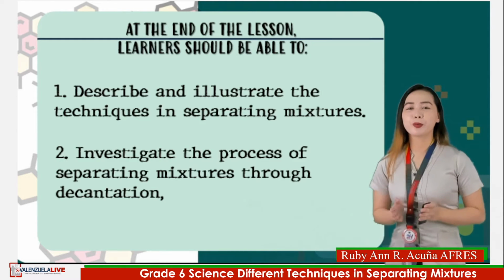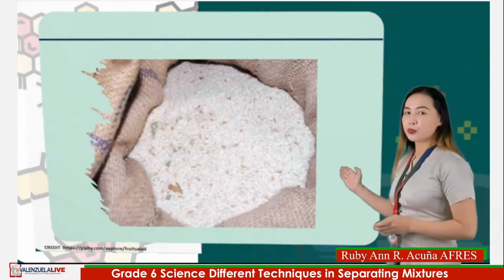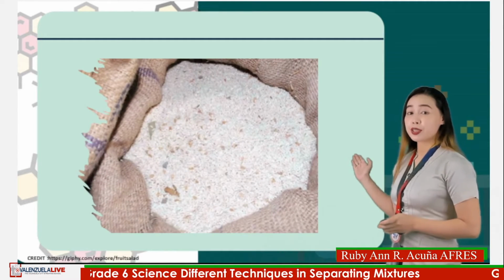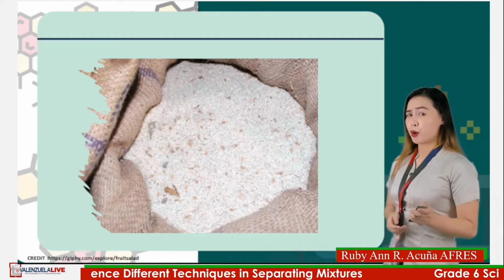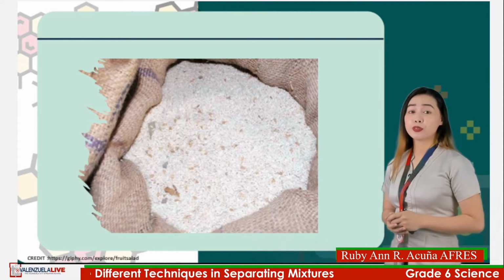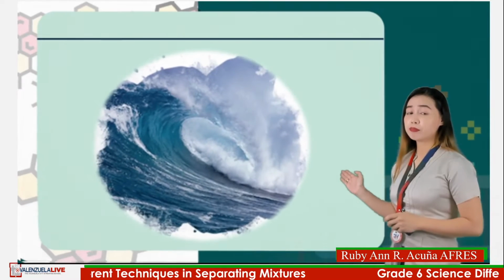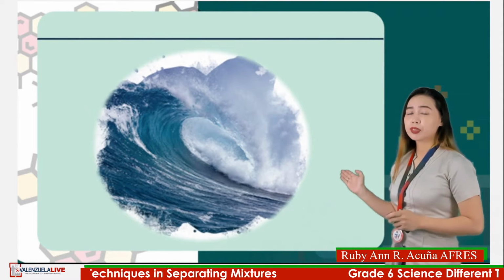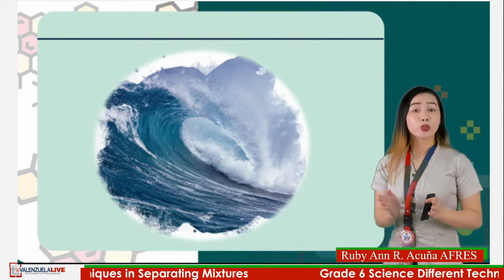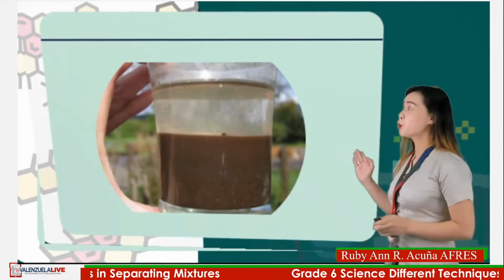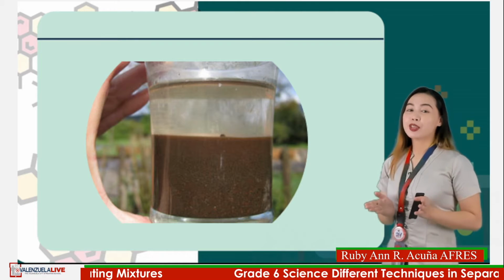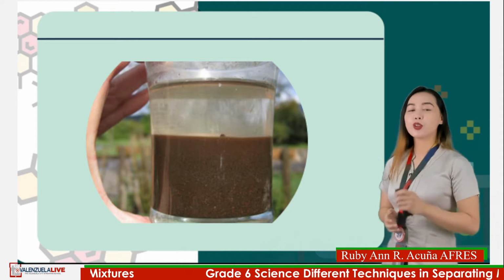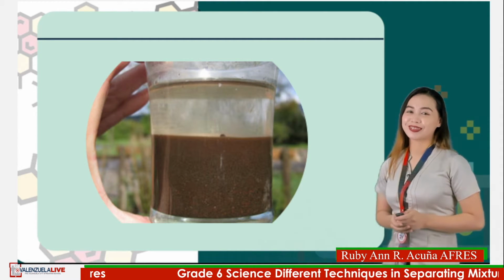So how can we remove this small stone and unmilled grains from the rice? Is it possible to separate the salt from the seawater? And what are you going to do to remove the soil from the water? We will find out the answers to these questions as we move along to our discussion.